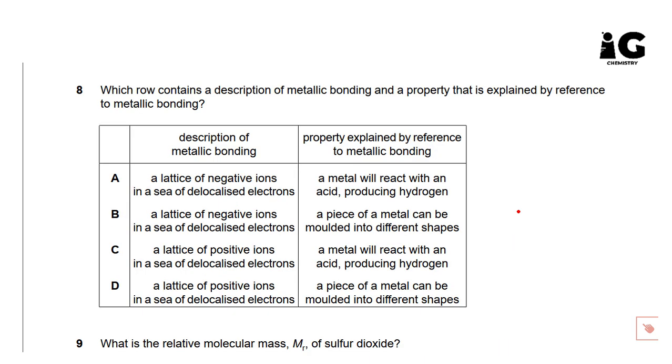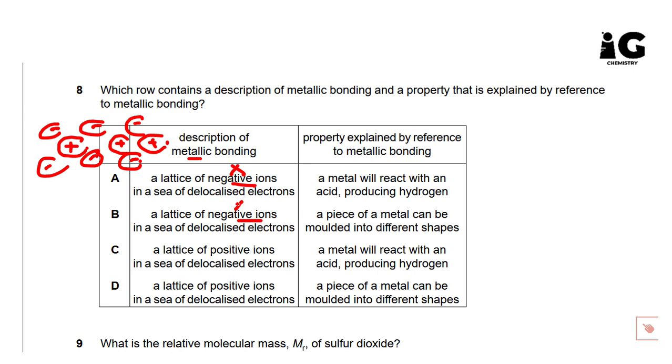Question 8, which row contains a description of metallic bonding and a property that is explained by reference to metallic bonding? As you know, in metallic bonding we have positive ions of the metals, and we have attraction with negative electrons. The first one, a lattice of negative ions. Actually, negative ion is not correct for a metal because this is metallic, it should be positive, so this is not correct. Second one, also negative ion, so this is not correct.